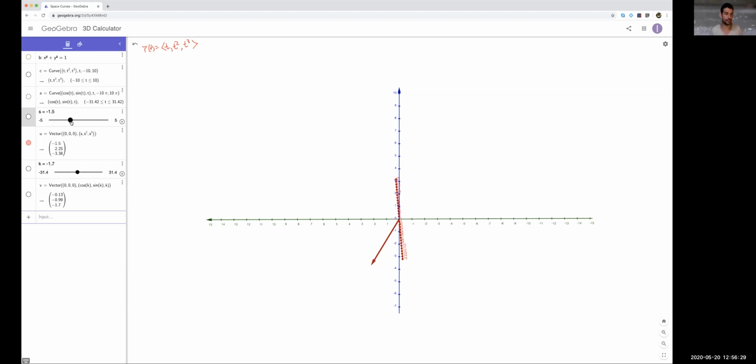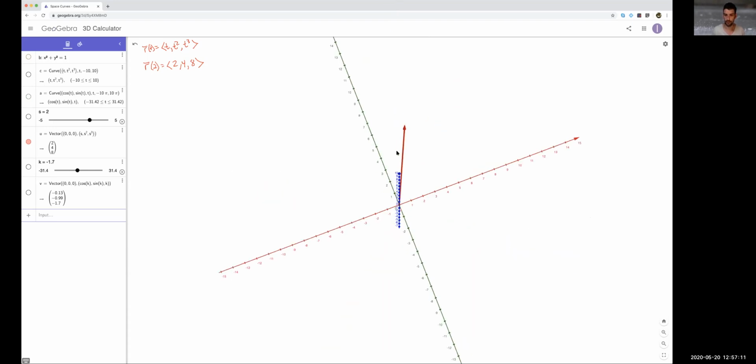So I'm going to start changing the values of t. I'm having the vectors begin at the origin, and notice that as I change t, that vector is changing. Let's put in a value of 2 and see what we're looking at. So at 2, we expect r of t to spit out, let's just write it out, r of 2 should be 2, 4, 8. Well, let's just look at the vector that we have.